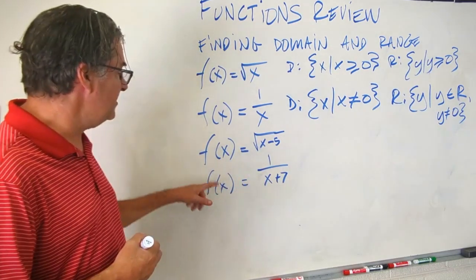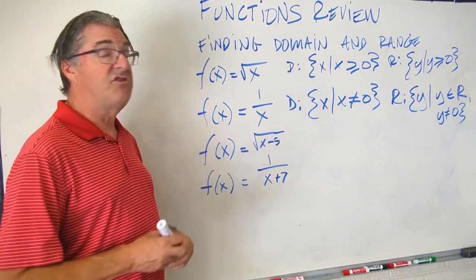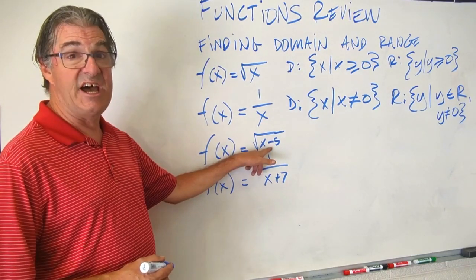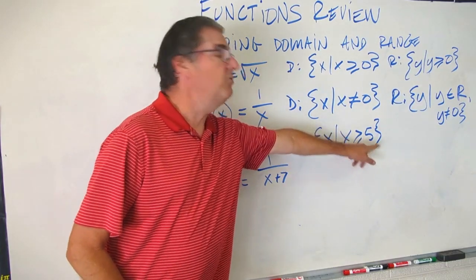Okay, let's move on to this next one. F of x equals root x minus 5. So what is the domain of that function? Remember, we can't have a negative number inside. Okay, for this function, it's the set of all x such that x is greater than or equal to 5.